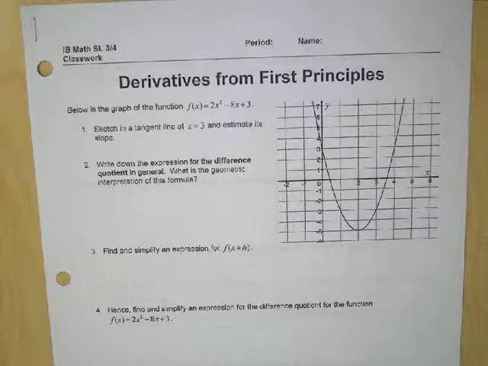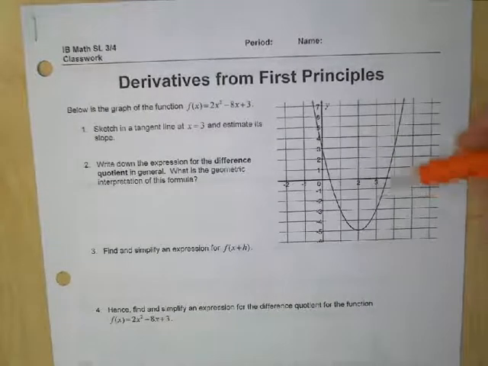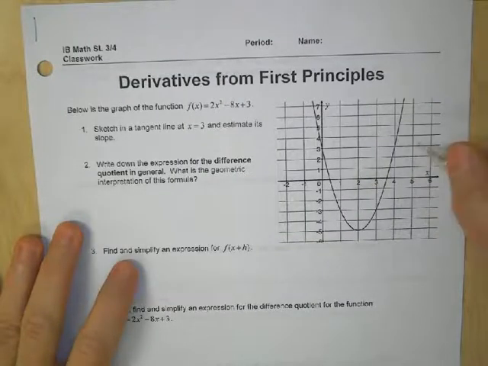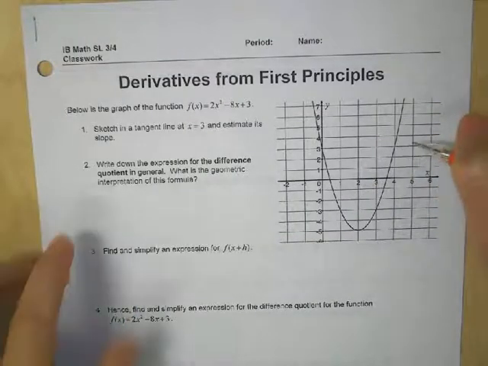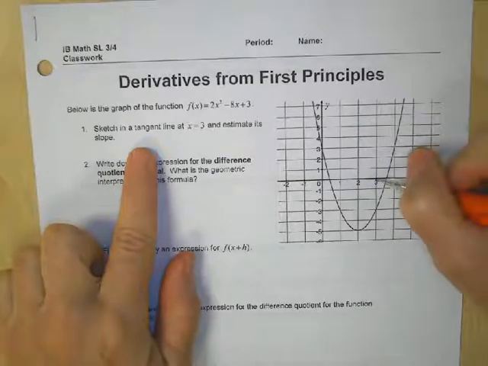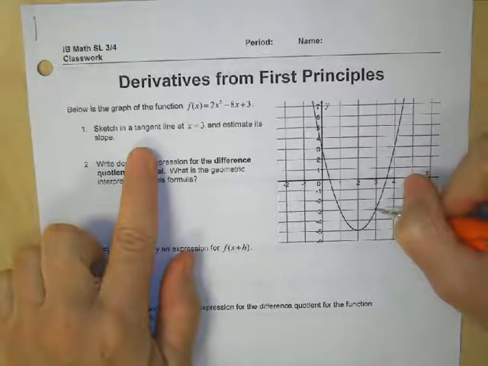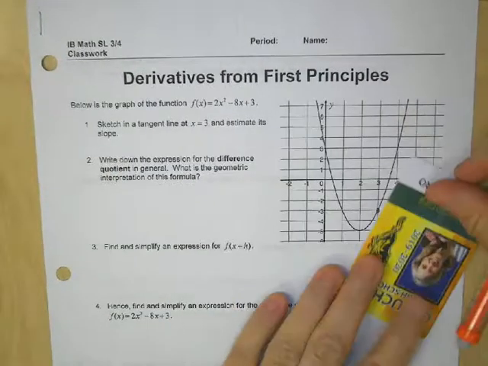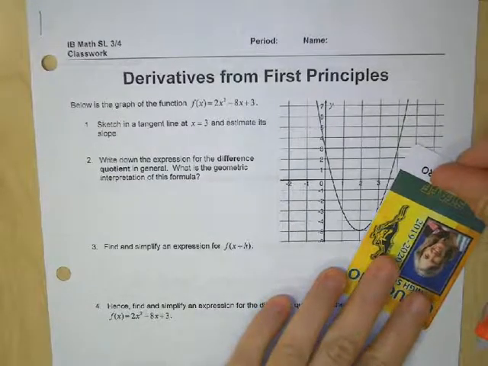Okay, here is a video to help you with your homework, the derivatives from first principles. So in class we were talking about how do we find the rate of change at any given point on a graph. So one way we can do it is we can sketch in a tangent. So it has you start at x equals 3, put the point there, and sketch in a tangent, and then try and figure out what the slope is of that tangent.